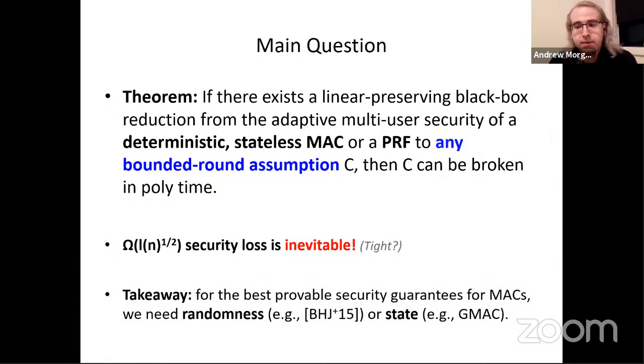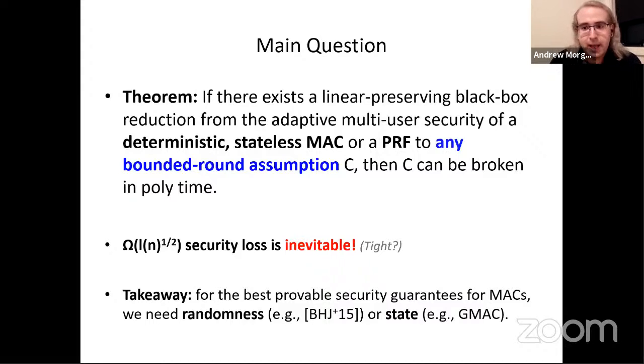The key practical takeaway from the result is that if we want the most efficient reductions possible, and thus the best provable security guarantees for adaptive multi-user security of MACs, we need to make sacrifices in terms of the efficiency of the MAC itself by introducing some sort of randomness, as with Bader et al.'s construction, or some sort of internal state, as with constructions like GMAC.